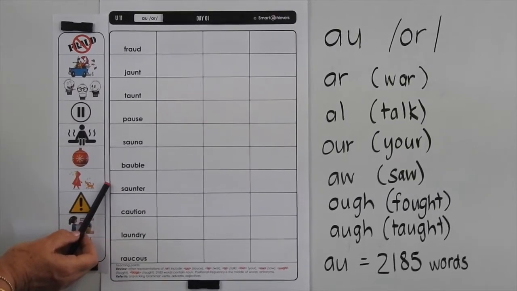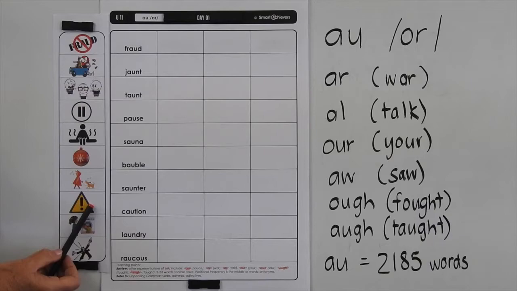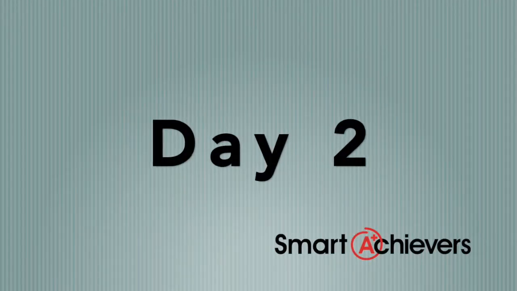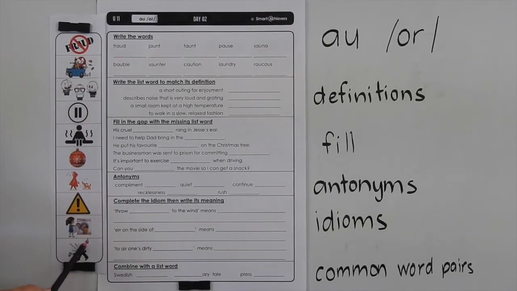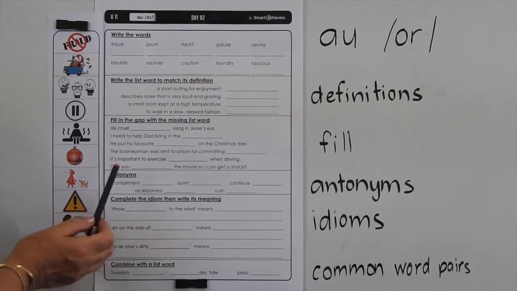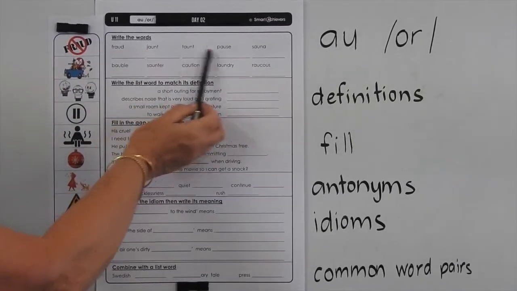Saunter is a slow, relaxed walk. Caution is a warning. The laundry is a room in a house or building where we wash clothes. And raucous is a loud noise that is grating and annoying. We went through the word meanings yesterday, so go back to the day one video if you're not sure of the definitions of these words.